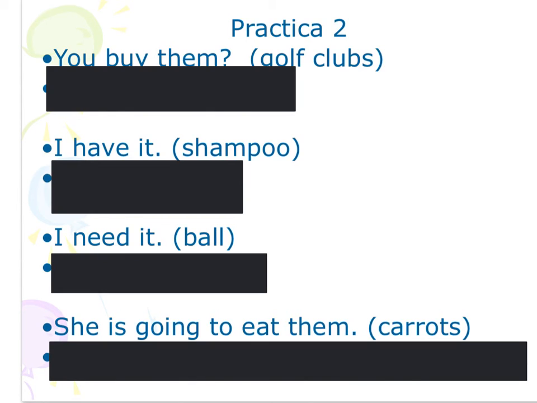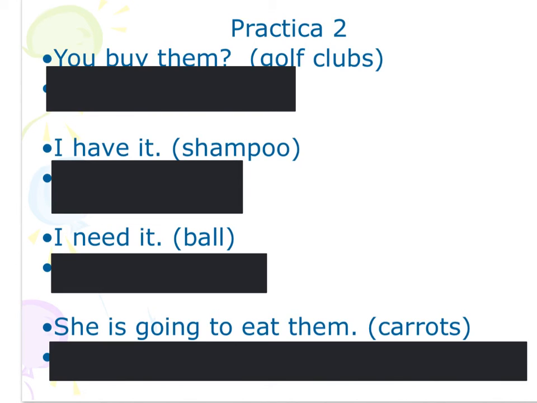I have it. By it, I am talking about the shampoo. I need it. I am talking about the ball. And she is going to eat them. I am talking about the carrots. So go ahead and pause it and go ahead and work on these using your direct object pronouns you just have learned.